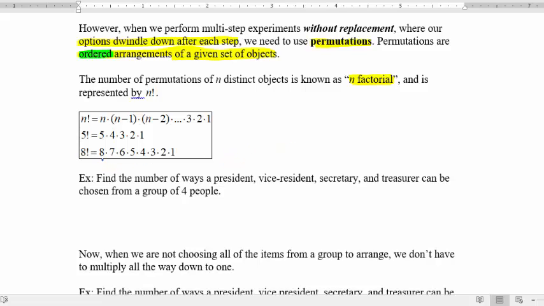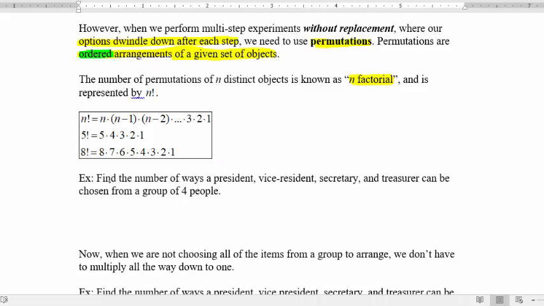So you'd have 8 choices for the first slot, then 7, then 6, then 5, then 4, all the way down to 1. Okay, so 8 factorial is just 8 times 7 times 6 times 5 times 4 times 3 times 2 times 1. But again, you can really think of it as slots and choices. That's another way of thinking about it.